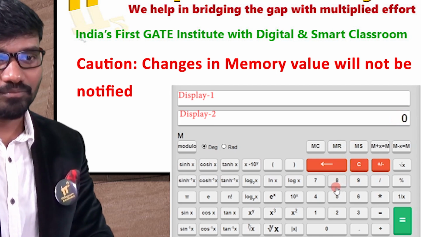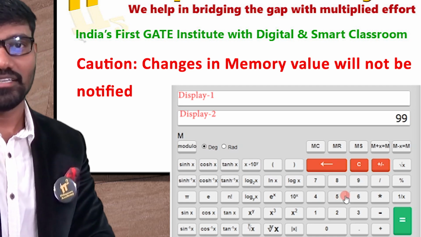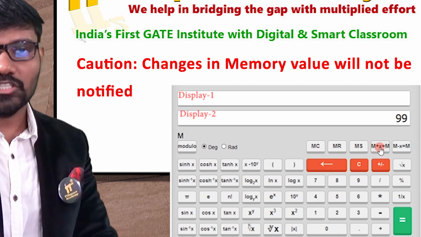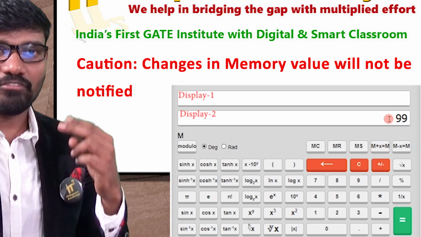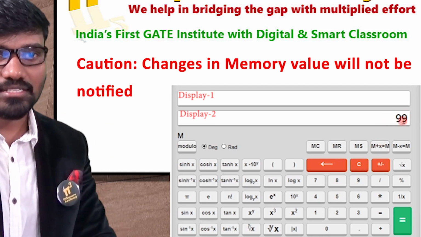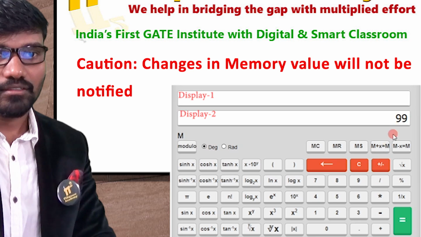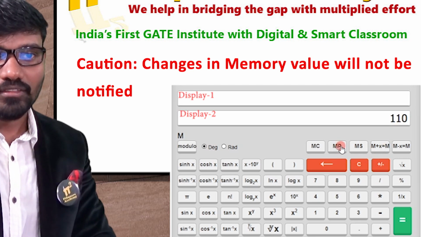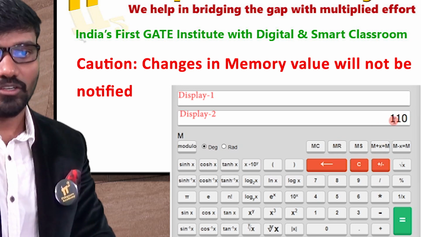Let's clear it. Let's enter some 99. Now tell me, if I hit this, what should be the result? 99, and in the memory we had 11. So if I hit this, 99 plus 11. So in the memory it should be 110. Yes, it is 110.